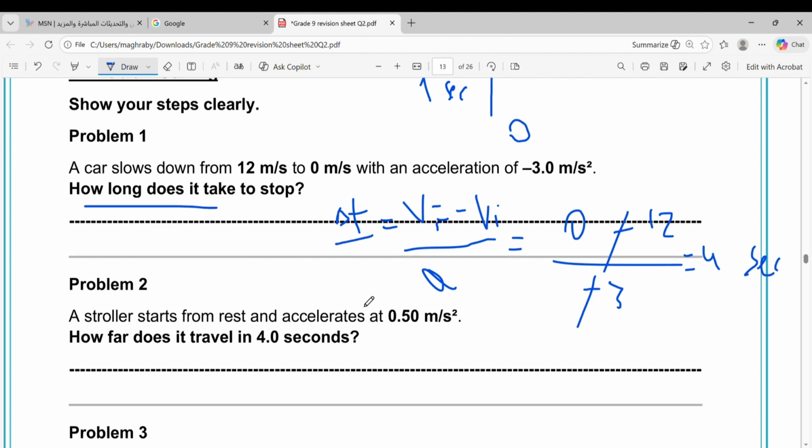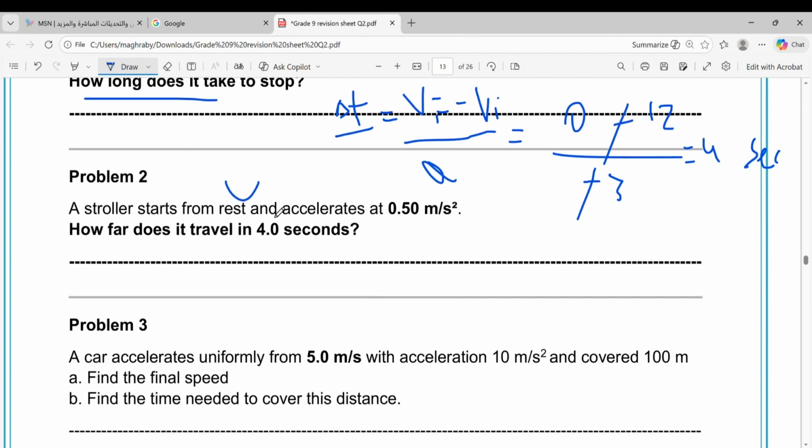Next one, a stroller starts from rest, v initial equals 0, at 0.50 meter per second square. This is acceleration because it's meter per second square. How far does it travel? So he's asking about the x. Do you have the time or not? Since you don't have the time, we use the final equation. So the final equation is v final square equals 2ax.